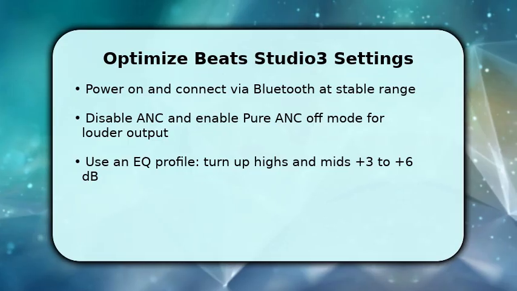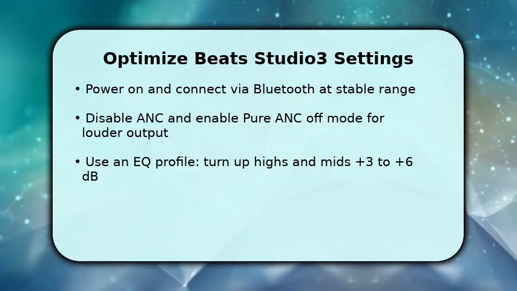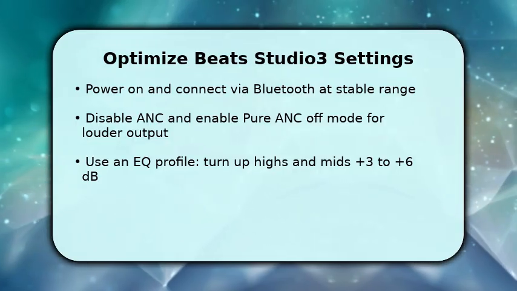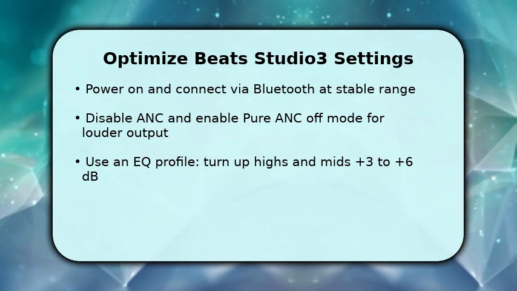If your Beats app or iPhone offers EQ, choose a preset or create a custom EQ that lifts mids and highs around 3 to 6 decibels to increase perceived loudness without clipping.